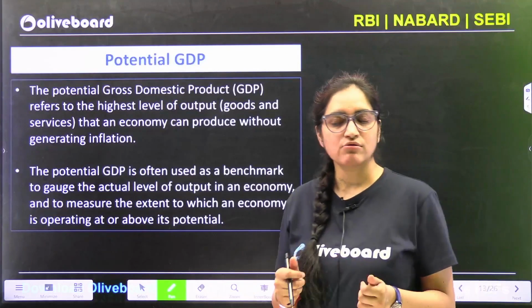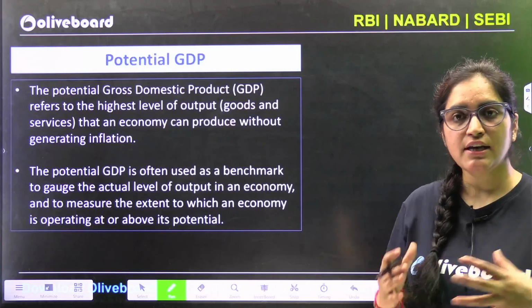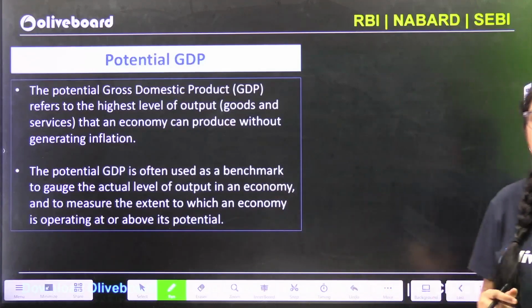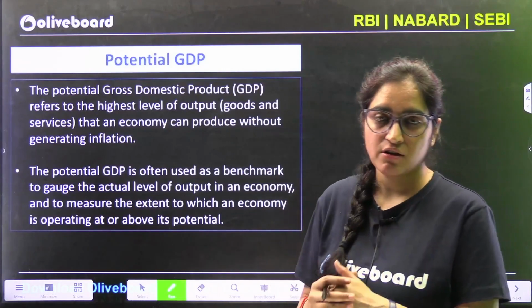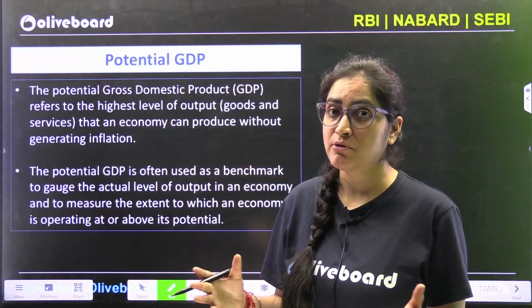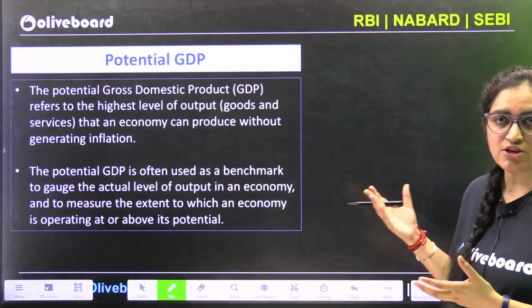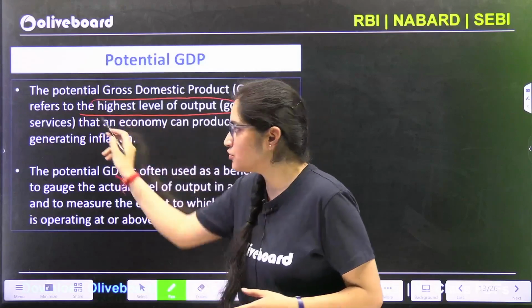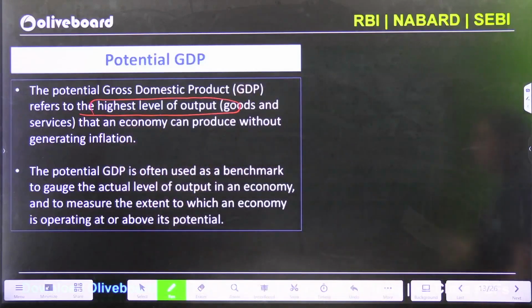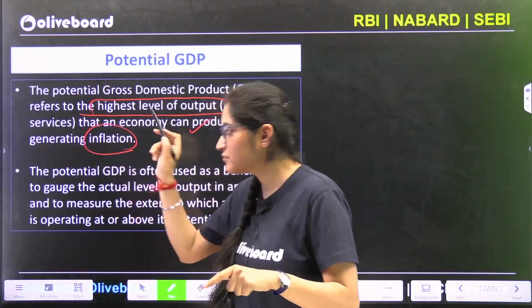Moving ahead, let's look into this. What is potential GDP then? You might have heard India has this much potential. Indians have a potential to do this, or we are lagging behind in what we could have achieved. So our potential was that much, but we are not able to achieve it. Before moving on, let's define potential GDP. Potential GDP refers to the highest level of output. What highest level of output? It means the goods and services that an economy can produce without inflation.